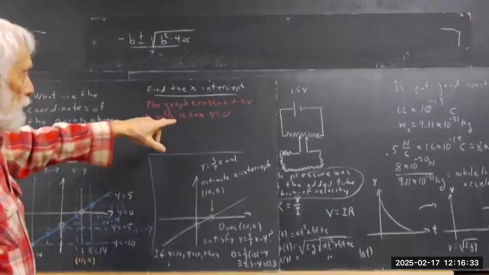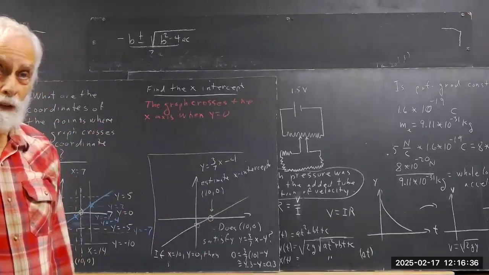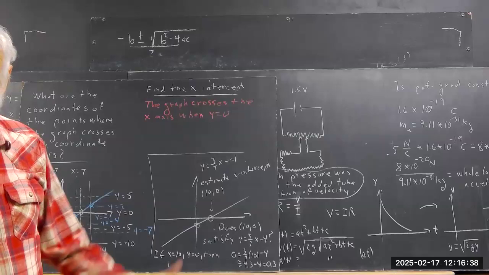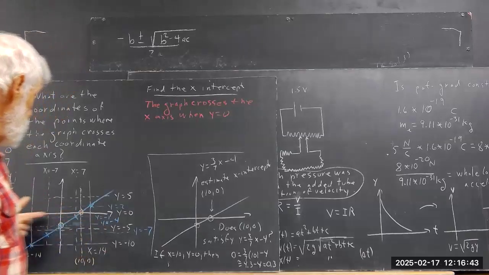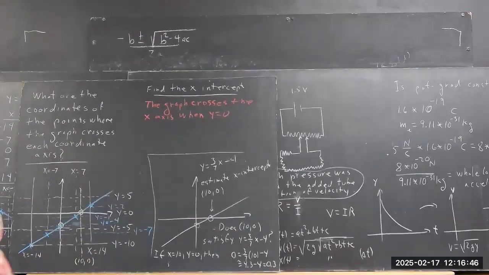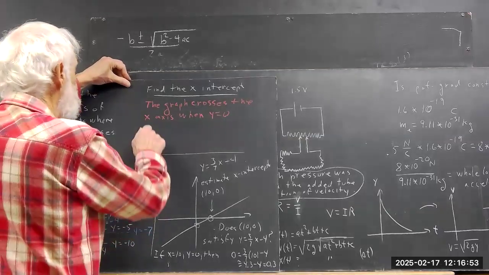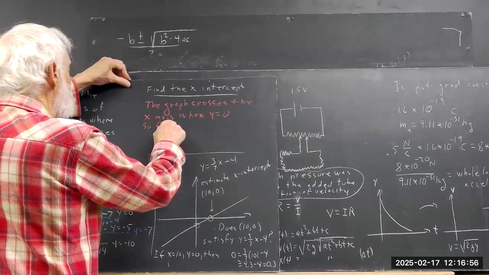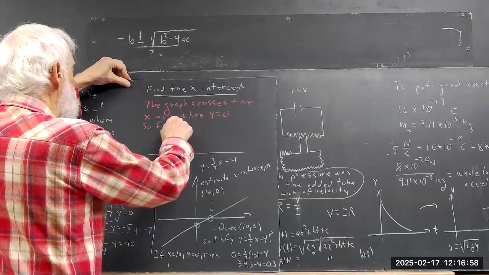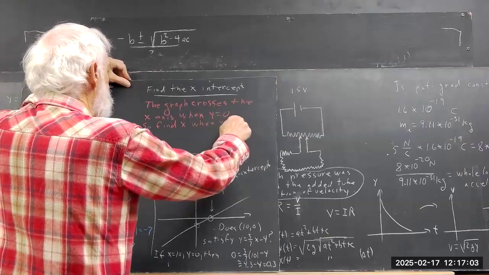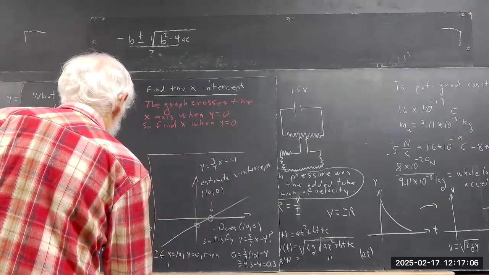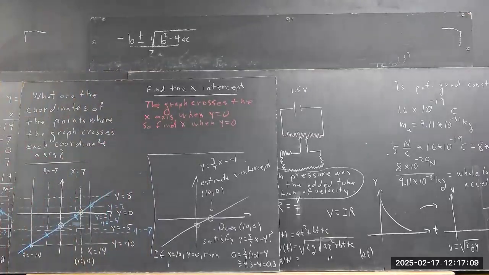Can you read that? The graph crosses the x-axis when y equals 0. Is that obvious? Well, the x-axis is where y equals 0, isn't it? The x-axis is the line y equals 0. So you want to find x when y equals 0. How do we do that?